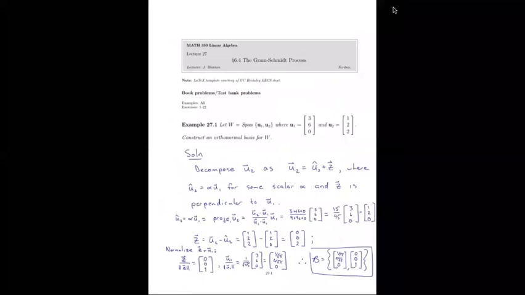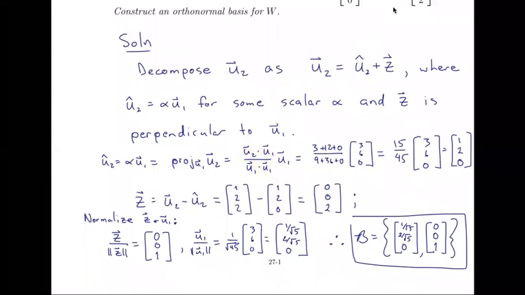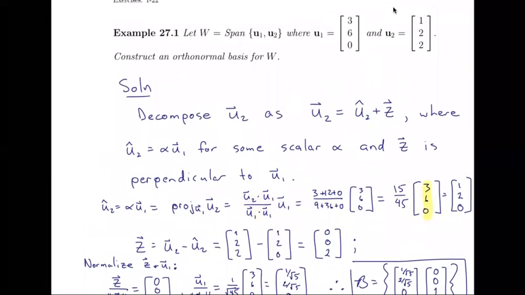So we do the usual amount of work. We find U2 hat, the projection of U2 onto U1, and the formula for that is as it was before: U2 dotted with U1 over U1 inner product with U1, all times the vector U1. What we get out of that is the scalar 15 over 45 times the vector (3, 6, 0), which is our U1 vector. That's 1/3 times (3, 6, 0), and we get (1, 2, 0).